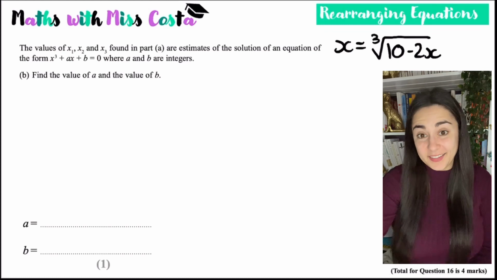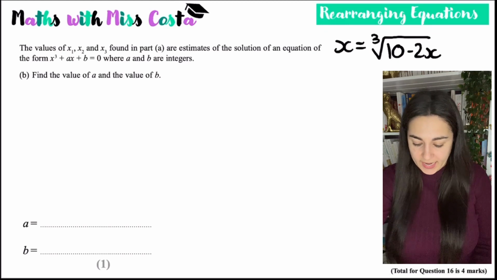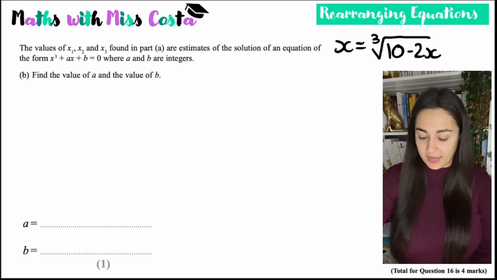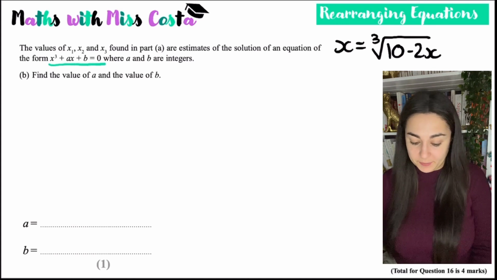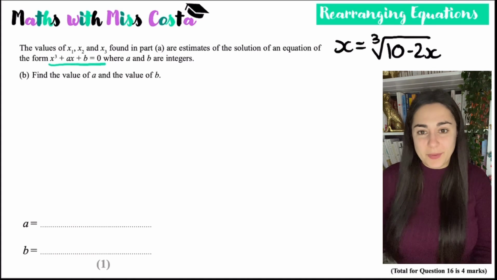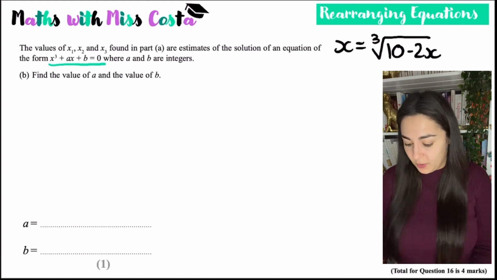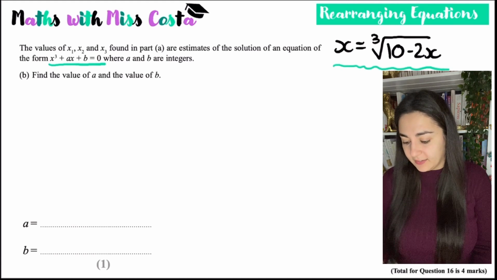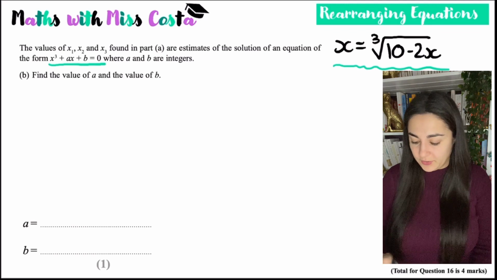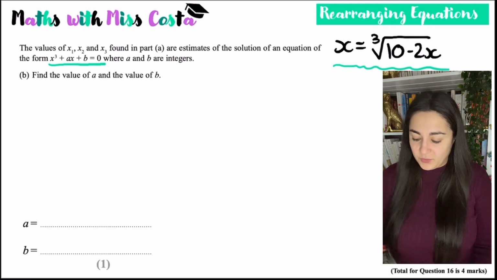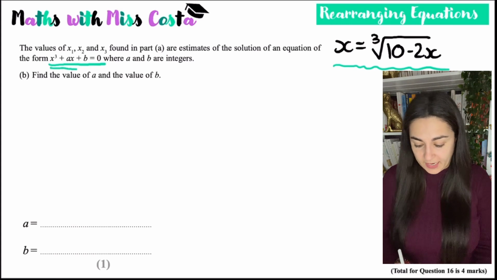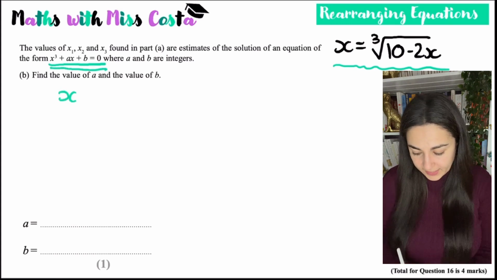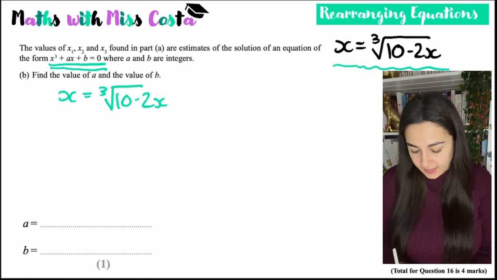Okay, in this question, we have been told that the values we've worked out are estimates for the solution of an equation in the form x cubed plus ax plus b equals 0. So all that means is the formula that we've been given, which is over here, obviously had the power of n, I've just turned that into an equation. And what I need to do is rearrange it so that it's in this form here. So I've got x equals the cubed root of 10 take 2x.